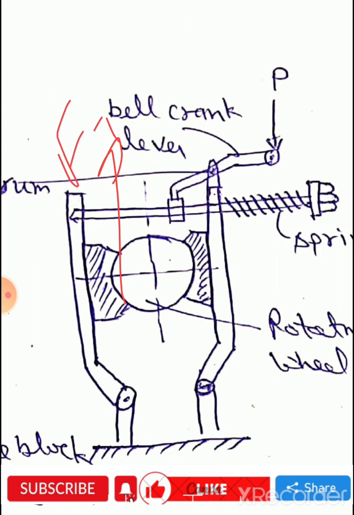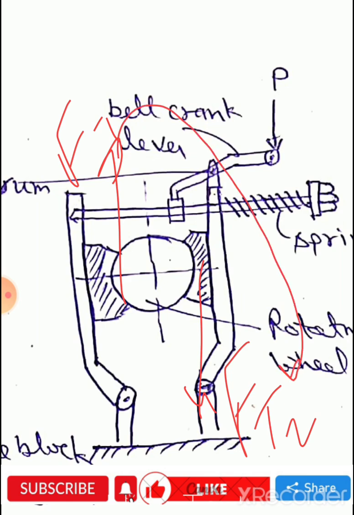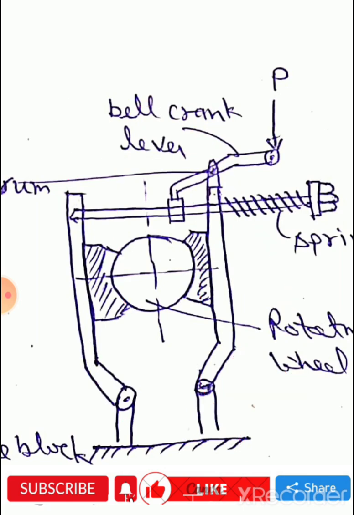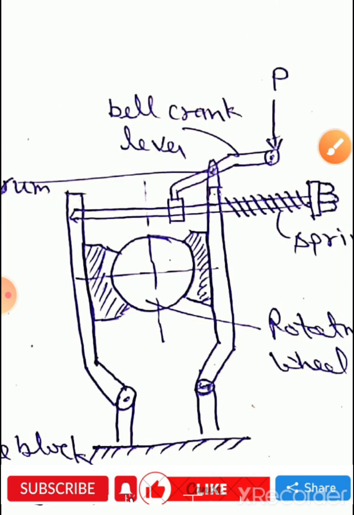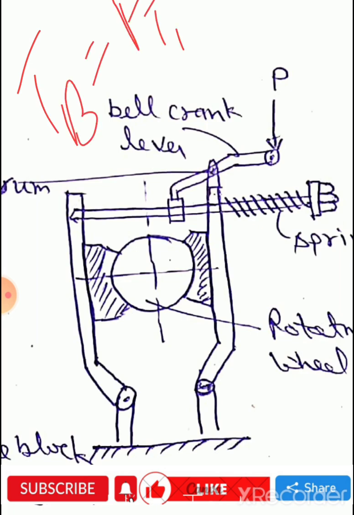Ft1 and Ft2 both make a clockwise couple. So tangential braking torque is equal to Ft1 into R plus Ft2 into R, and R is common, so TB is equal to Ft1 plus Ft2 into the radius of the wheel R. This is the formula of tangential braking torque in double block brake.